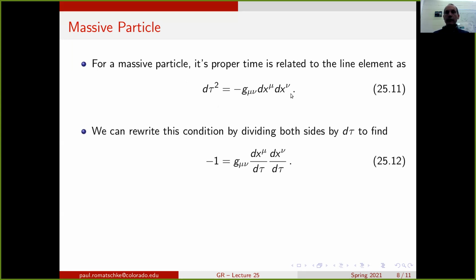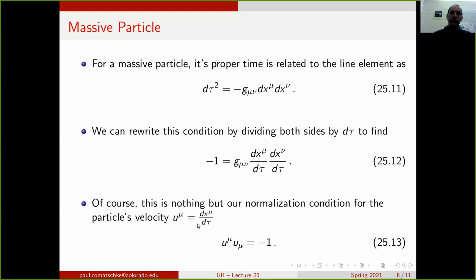So now that we know that this equation holds, we can divide this equation by d tau squared, and we find that there is a condition that says that the contraction between the metric tensor and these derivatives here has to be equal to -1. This condition should be familiar to us, given that if we define the derivative of the coordinates with respect to proper time as the four-velocity, we find that this condition here is just the normalization condition for the four-velocity that we have talked about when we were discussing the energy-momentum tensor, for instance. So u_mu u^mu equal to -1 is nothing else but the condition that the proper time is related to the line element for a massive particle.